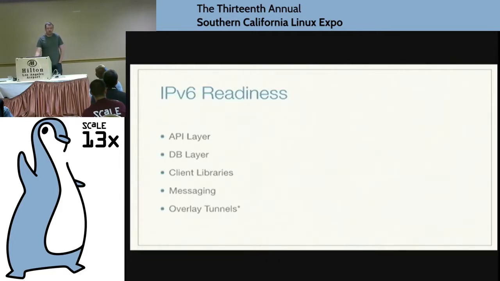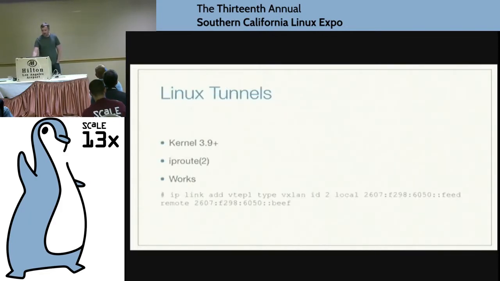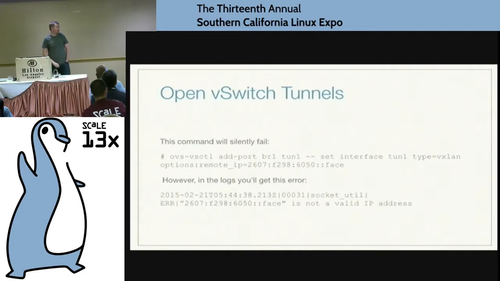And overlay tunnels, we kind of have a check mark. This is kind of an incomplete one because it really depends. When we talk about setting up tunnels in Linux, using the 3.9 kernel and the iproute2 utilities, it's going to work. You can have a v6 tunnel endpoint, you can set up your VTAP, and it's going to be fine. Traffic will pass, traffic will flow, it will behave normally. So if you're using ML2 with Linux Bridge, you're fine. If you're using ML2 with, say, OVS, it doesn't work.